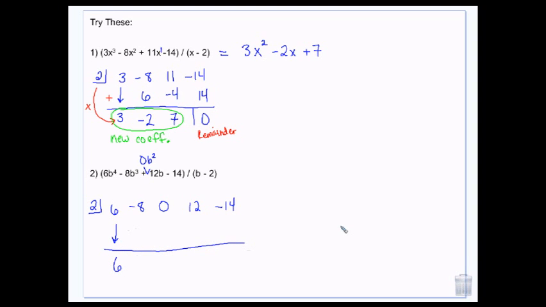Bring down the 6. Multiply everything here by 2. So 2 times 6 is 12. I'm going to add straight down. So negative 8 plus 12 is 4. 2 times 4 is 8. 0 plus 8 is 8. 2 times 8 is 16. 12 plus 16 is 28. 2 times 28 is 56. So I have a remainder of 42.